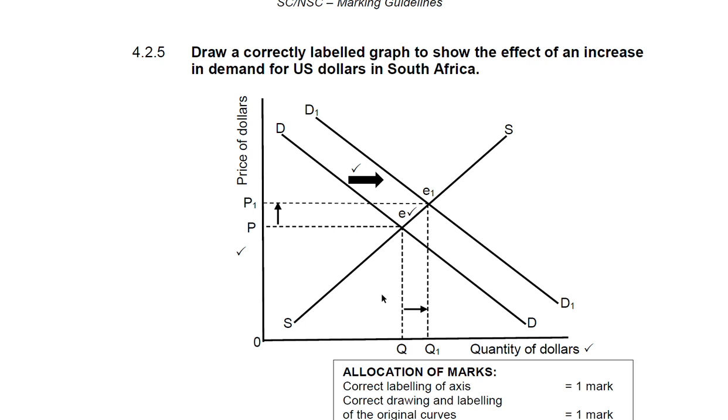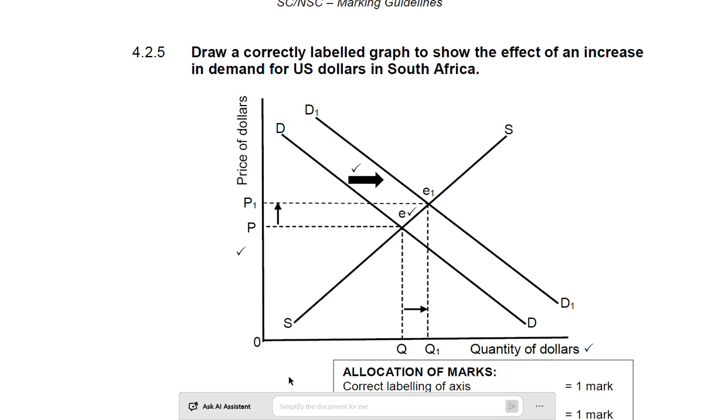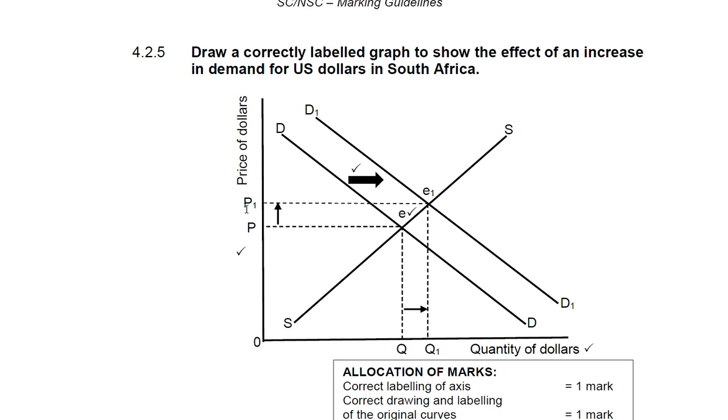So now we are showing the effect of an increase, right? We need to correctly label the graph to show the effects of an increase in the demand for US dollars in South Africa. That means you're going to have two demand lines and one supply line. We know that on our x-axis we need to have quantity, and on our y-axis we need to have the price of the dollars. It's already shown here on the screen: the price of dollars on the y-axis, and the quantity of dollars on the x-axis.